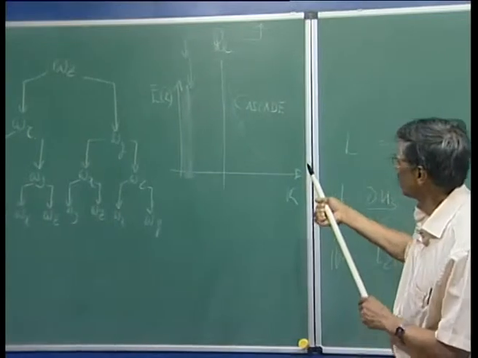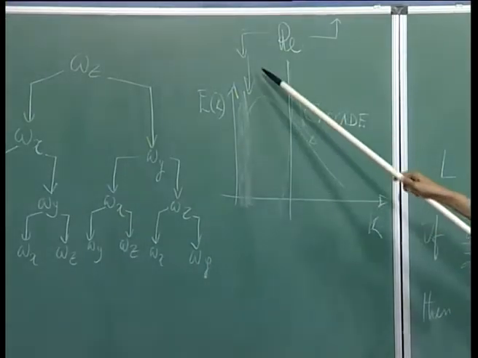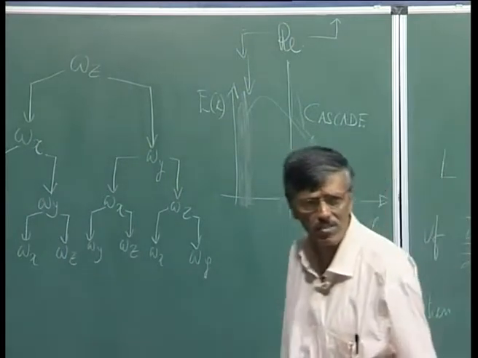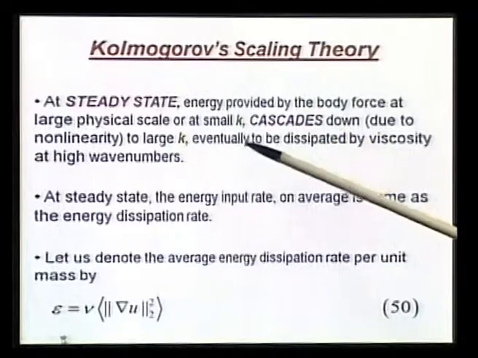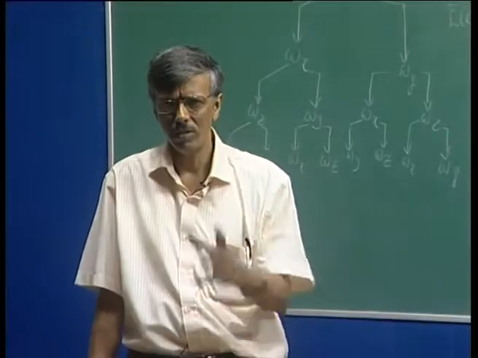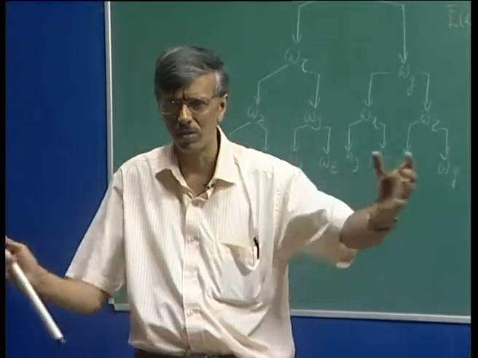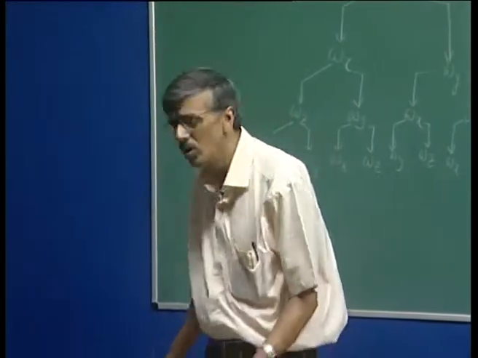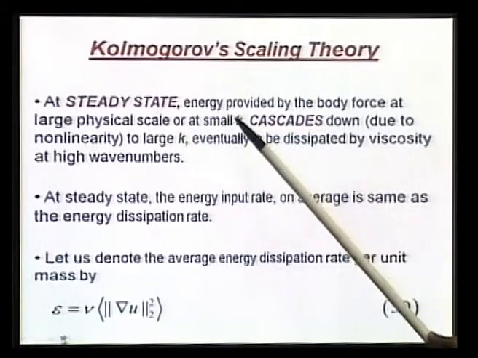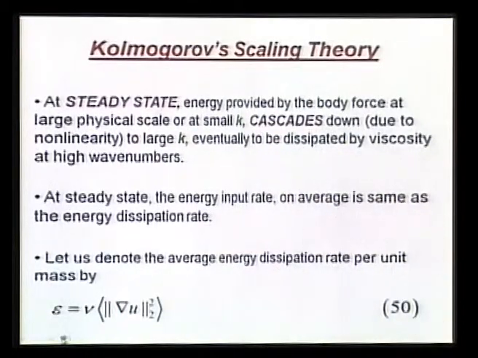This is the picture that we drew, that we are providing energy at large physical scale or small k. That could be due to body force, that could be due to many things. If I put in a cylinder in a flow, the size of the cylinder determines the largest size of eddy that will be formed. So, there the disturbance energy gets created at small k. Then we have seen nonlinearity takes over and it creates this cascade and it goes over there.